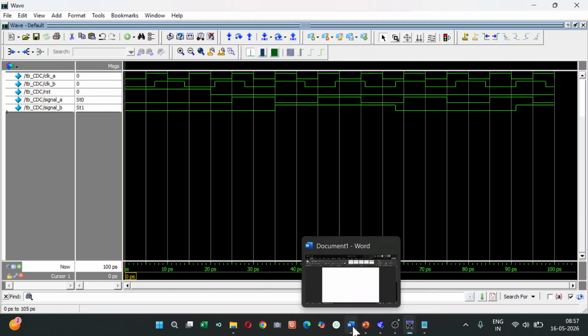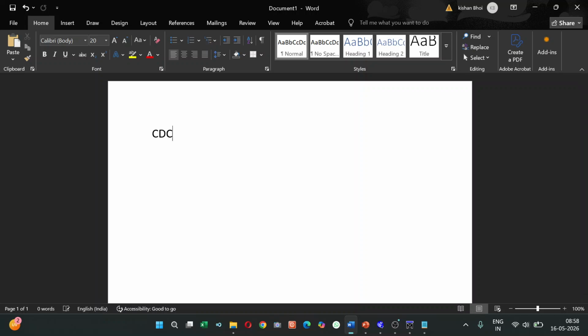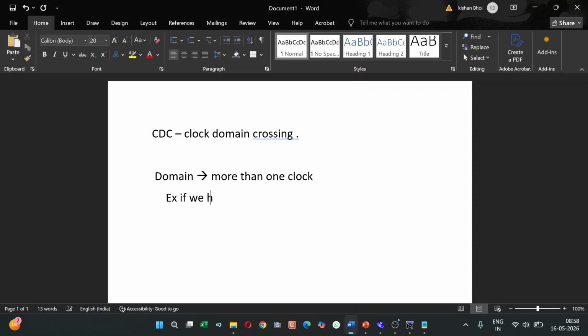So CDC, as we know, the full form is clock domain crossing. We all know what a clock is, but what is a domain in clock domain crossing? Domain means more than one clock. For example, if we have clock_a and clock_b, then we have two clock domains. And another question: what is the meaning of crossing in clock domain crossing?